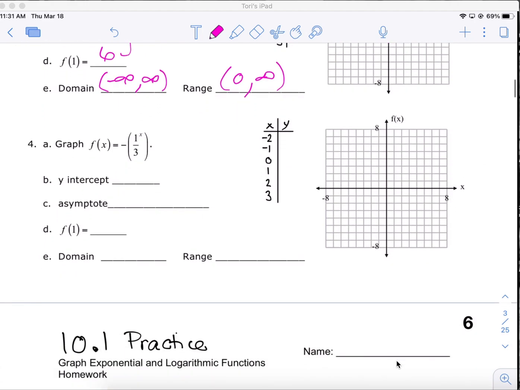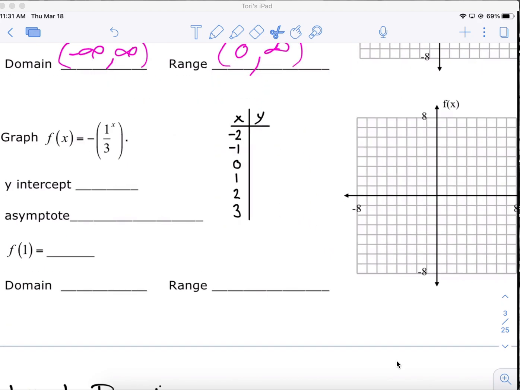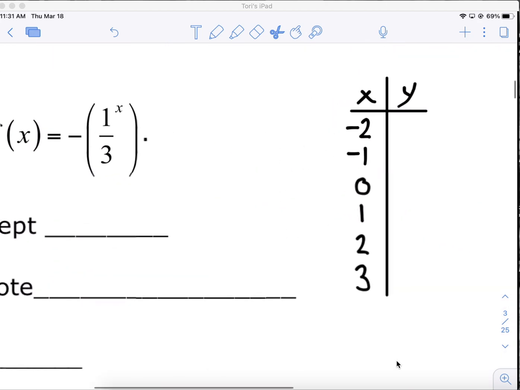Okay. All right, last time we're going to do a table. I'm going to move this over just a little bit. We are going to use 1/3 as our base, but we are also going to make it a negative value because our a is a -1. So right here, remember that a is a -1. Okay. All right, so negative of 1/3 to the -2 power.